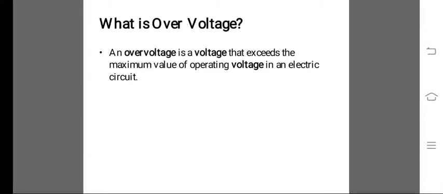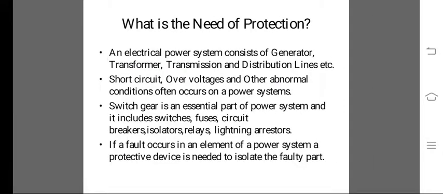What is over voltage? An over voltage is a voltage that exceeds the maximum value of operating voltage in an electric circuit. What is the need of protection?